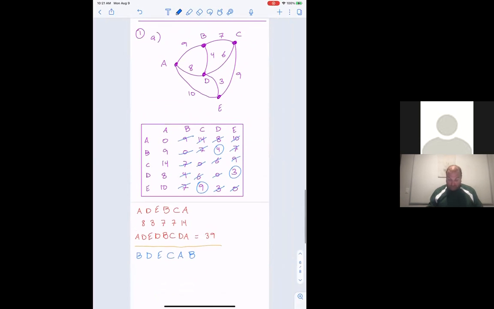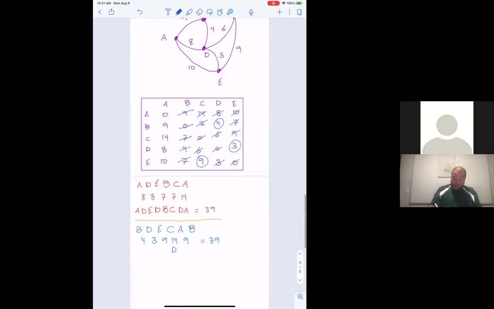Okay, so let's take a look. B to D is 4. D to E is 3. E to C is 9. C to A is 14, if I go through D again. And then A to B is 9. So 4 plus 3 is 7, plus 9 is 16. 16 plus 14 is 30. This gives me 39 as well. All right, that gives me 39.